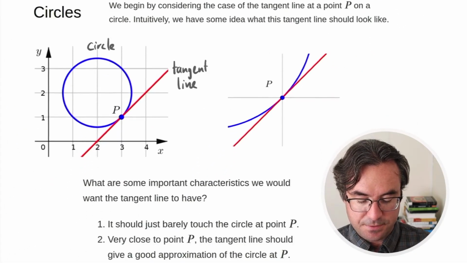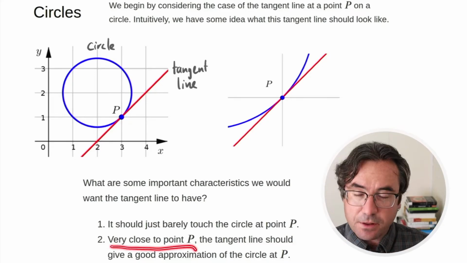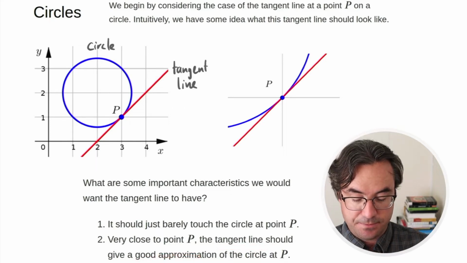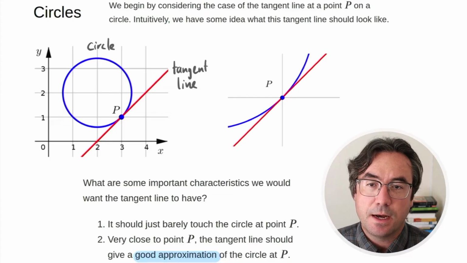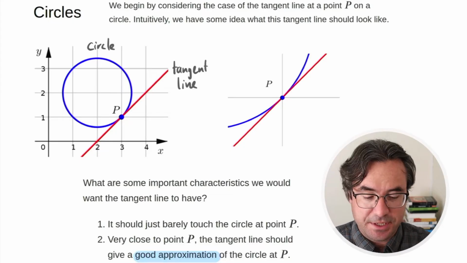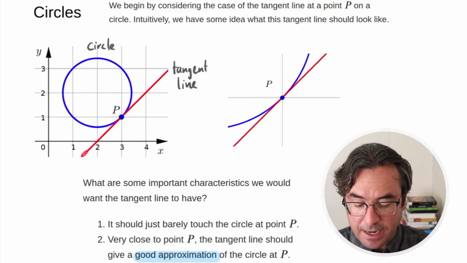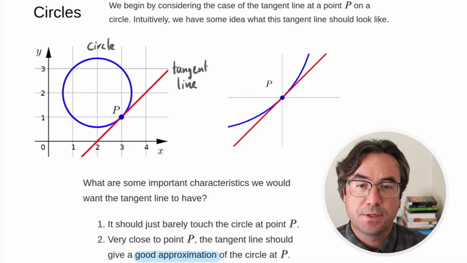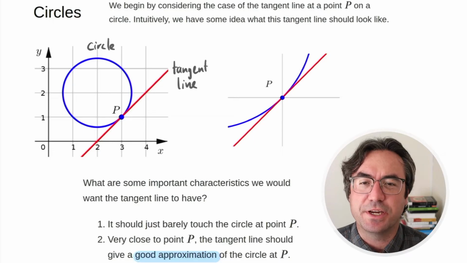So that's what we're seeing. Very close to point P, the tangent line should give us a good approximation to our circle. And another characteristic that we want is that the tangent line only touches the circle at point P. So it just barely grazes the edge of our circle here, just touches it at one point.